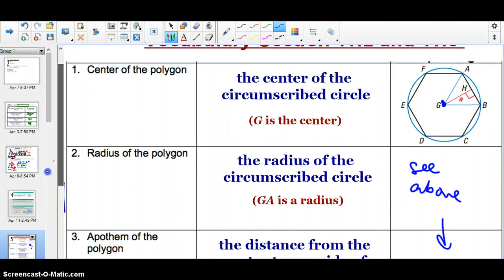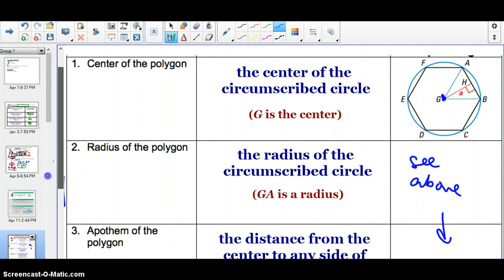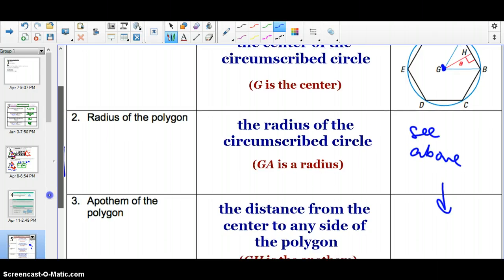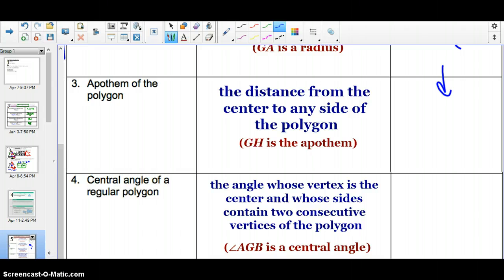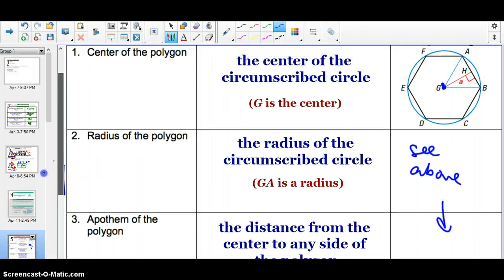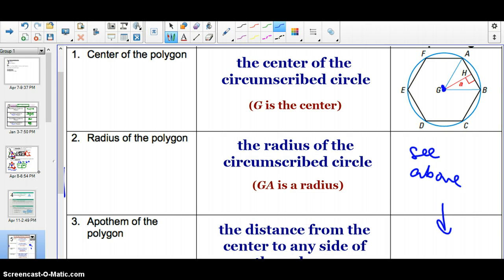Okay, so I'm scrolling through this, but hopefully you guys can stop the video wherever you would like so you can write these down. The central angle of a regular polygon, that's important. It's just the angle AGB in this picture would be your central angle. So this one right here.